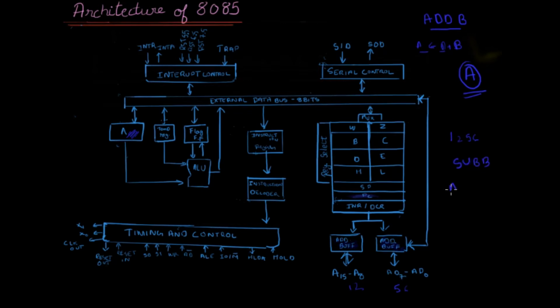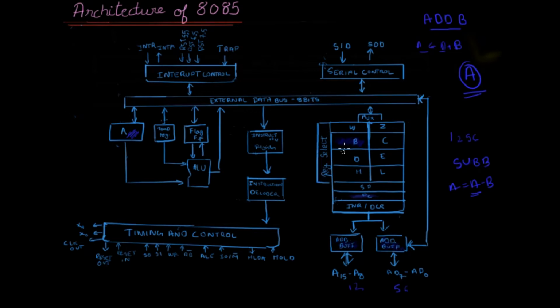So the accumulator B is the first operand, and there is something called the register select. When we give an instruction called ADD B, the register select will select a particular register. Here it selects B, and since we have B, C, D, E, H, L, W, Z, etc., it has to be multiplexed. That selection is done by this register select, and hence it enables B to be transferred through the external data bus and get stored in the temporary register.